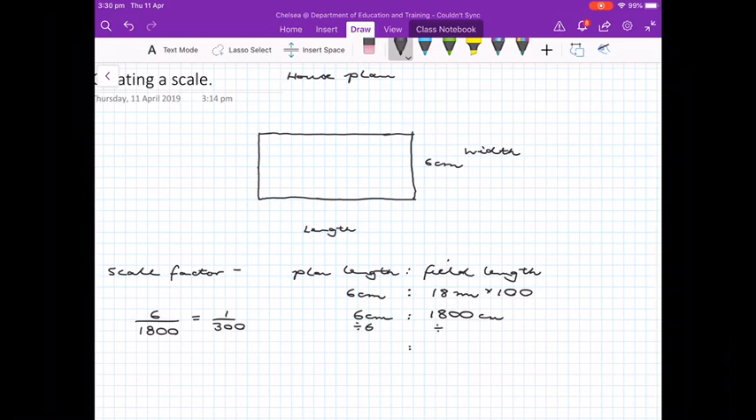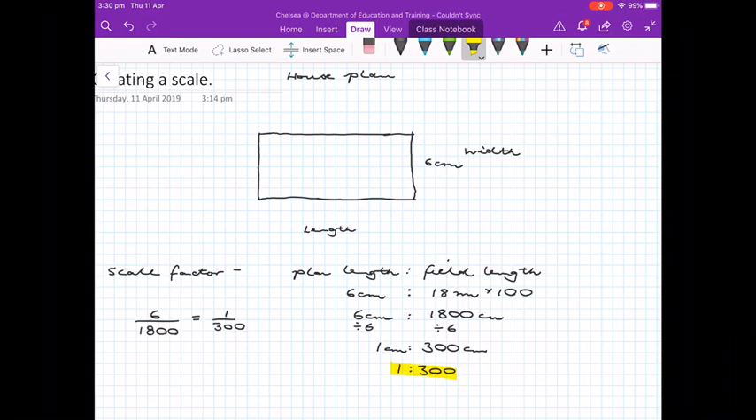Or what you could do is find what they both go into. Now they both can be divided by 6. So 1 centimetre is actually 300 centimetres in real life. I'm now going to remove the units. So the scale is now 1:300. And what that means is for every square, it's actually 300 in real life.